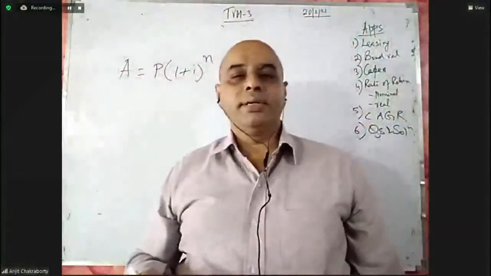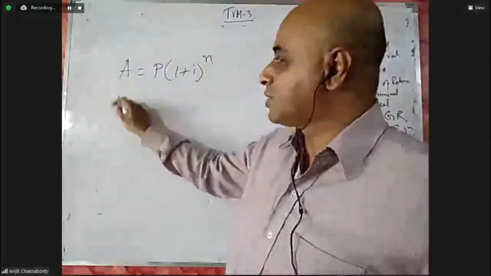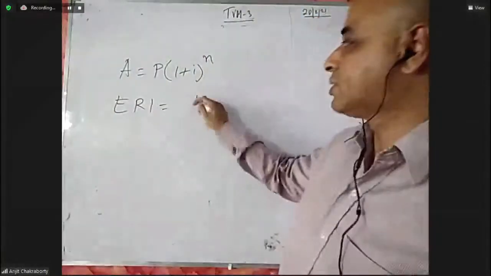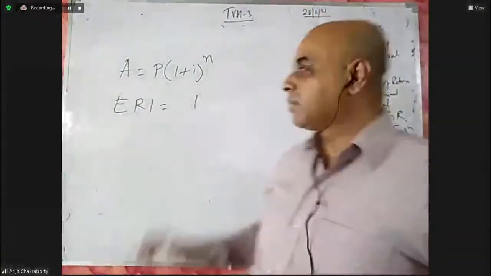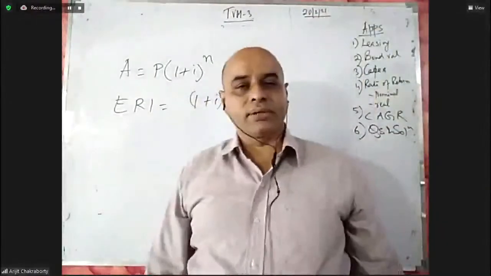And then we have seen one more formula, which I think you remember. I'm just doing a recap: the effective rate of interest. And we saw that this is how much? 1 plus i to the power n minus 1. That gives you the effective rate of interest.